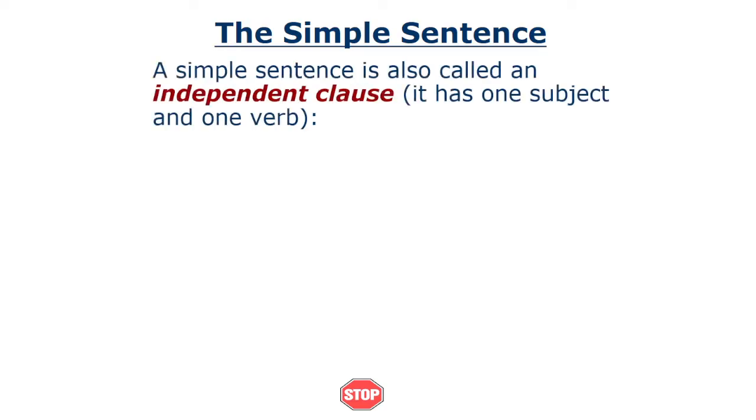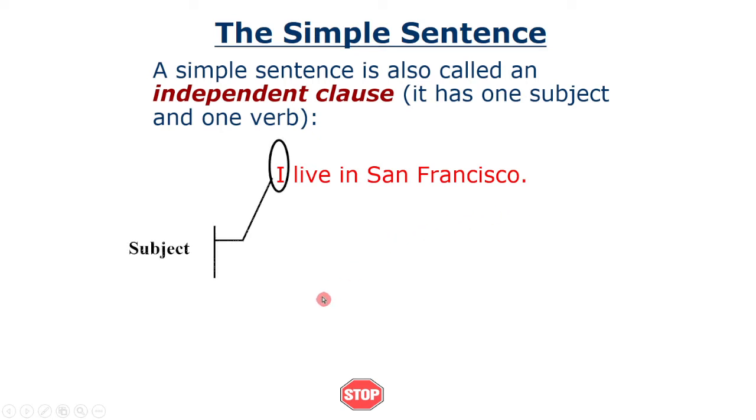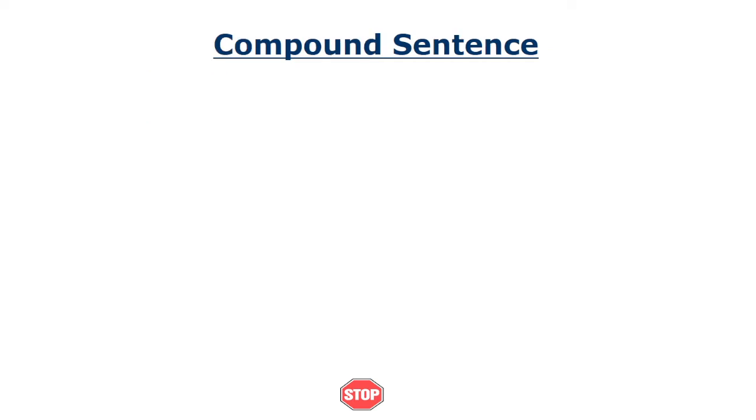The simple sentence is called an independent clause. It has one subject and one verb. For example, I live in San Francisco. Here in this sentence, I is the subject and live is the verb. So in San Francisco is a prepositional phrase.